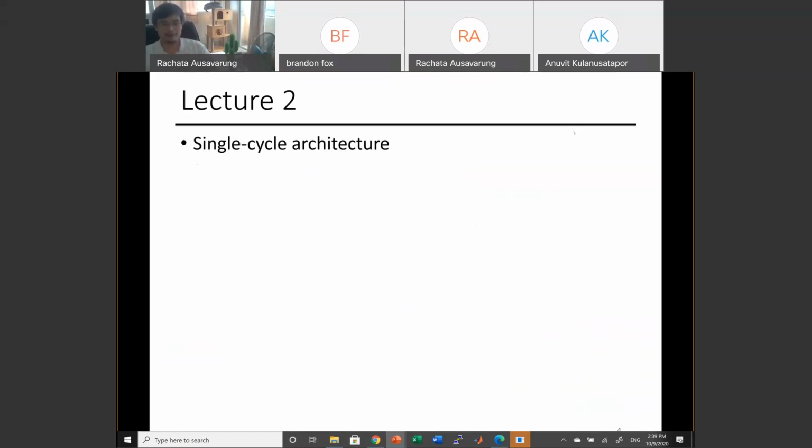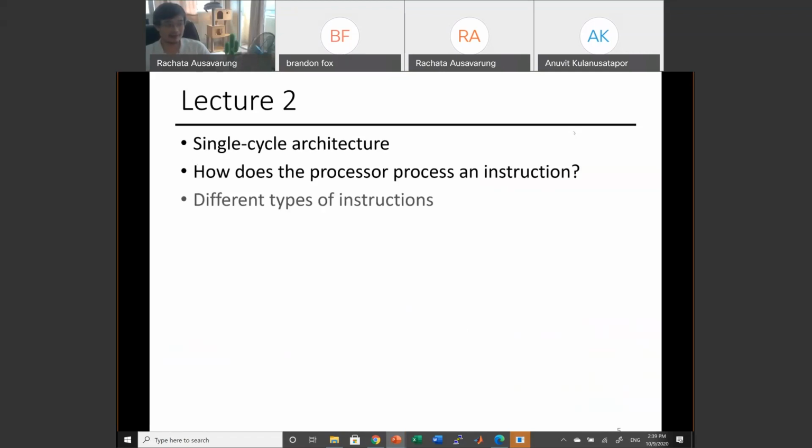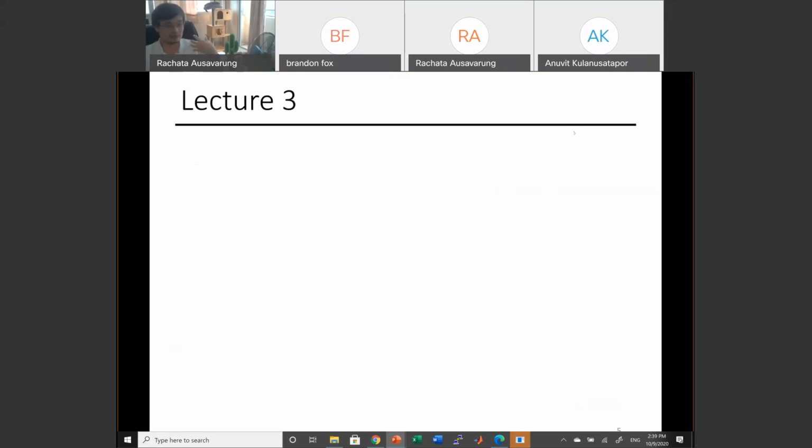For lecture 2, we talk about single cycle architecture and how do we process instruction, right? We talk about different types of instruction: compute, memory, and control flow. Compute is add, multiply, anything that deals with computing. Memory is anything that deals with getting the data from DRAM. Control flow is to branch or jump. How to measure performance. Lecture 3, we'll talk about multi-cycle architecture. This is almost going into pipelining. We also talk about pipelining.